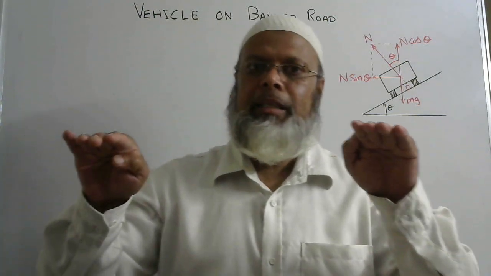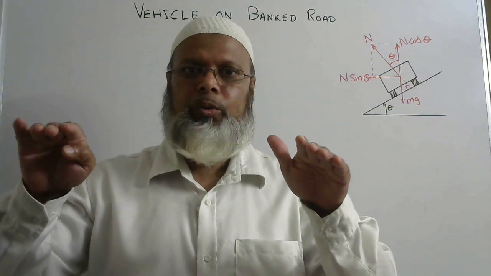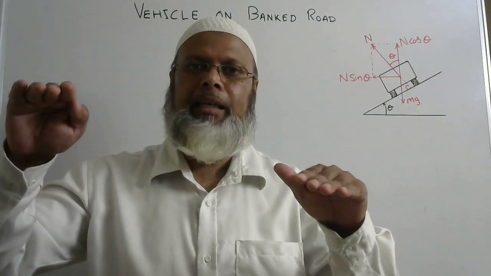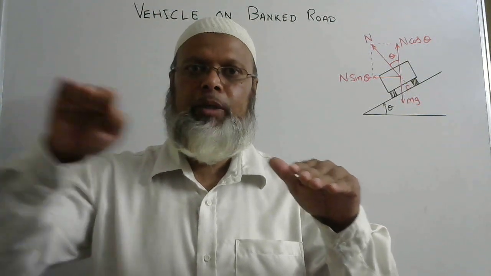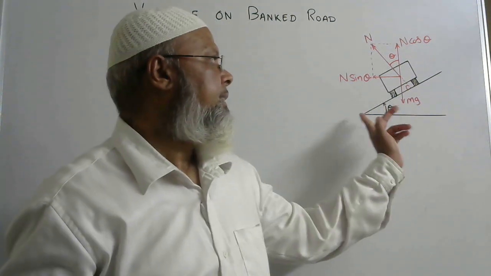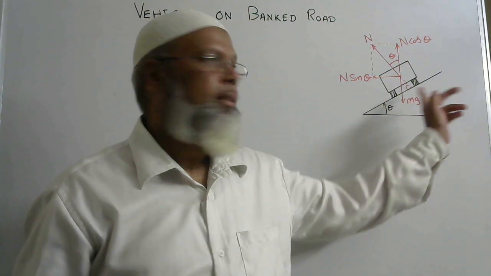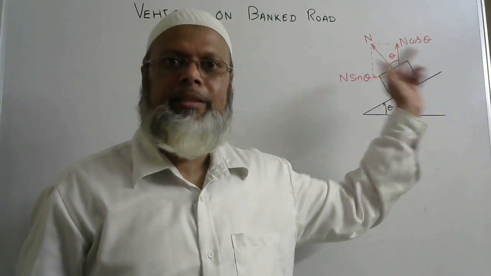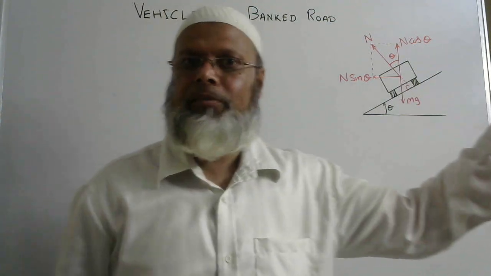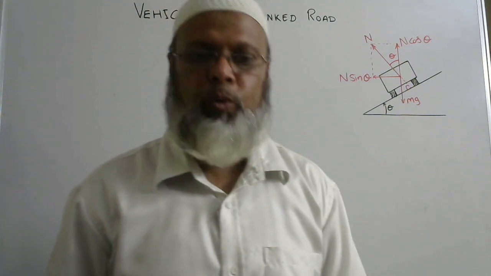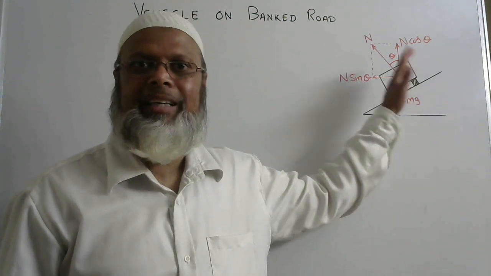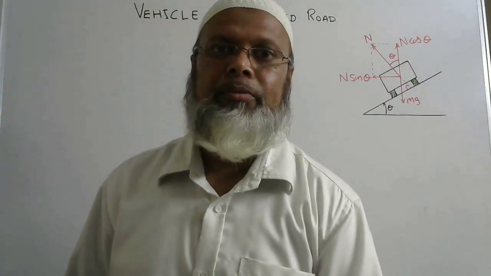But on a banked road, if I am taking this turn, the inner edge of the road is at the lower level and the outer edge is raised upward. So the road becomes tilted with the horizontal, like this is the horizontal and this is the surface of the road. Such tilting of the road is called banking of the road, and the angle theta to which it is tilted is called the angle of banking.